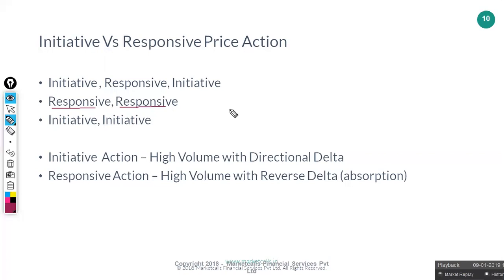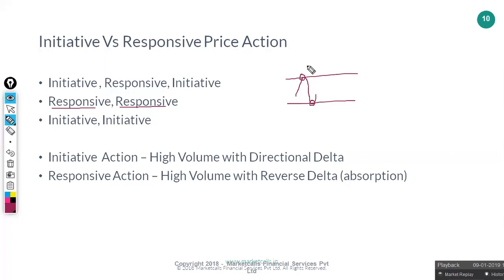Responsive to responsive is not a sideways market. There are two differences between consolidating markets and responsive trading markets. You'll be finding a range here. When the price moves up to the upper band, you will find big buyers coming into the market, but despite that, the market falls. When it is coming to the lower range, again the market turns up, and at the end you'll be seeing big sellers. So big buyers will be coming over here.